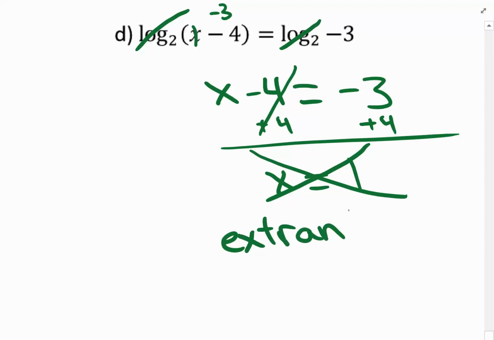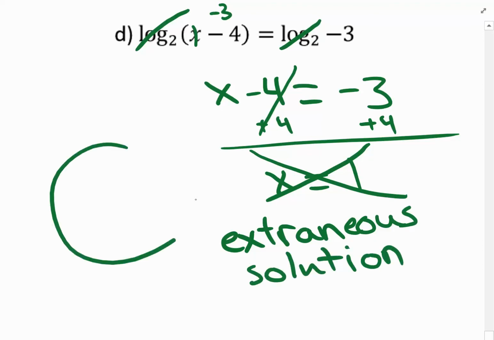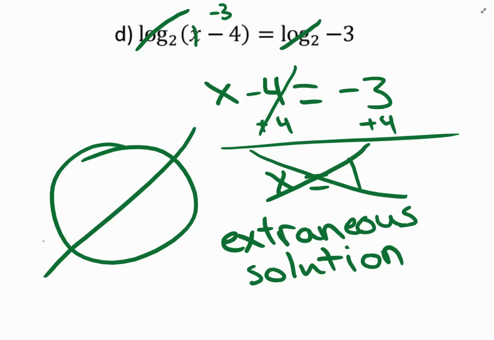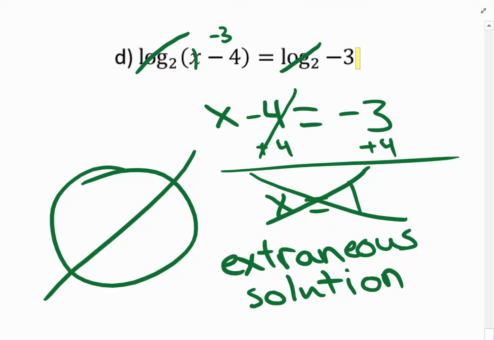So write extraneous and make sure you spell it correctly. Extraneous solution, which means there is no solution. So write a circle with a slash. That's the symbol for that. That's why we have to check. We did all the work correctly, but you can't have a negative number. If you were paying attention and saw this right here at the beginning, you wouldn't have had to check at all. You wouldn't even have to solve. You already know there's no solution. That's it.